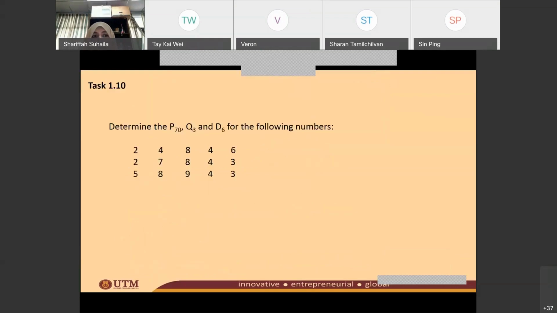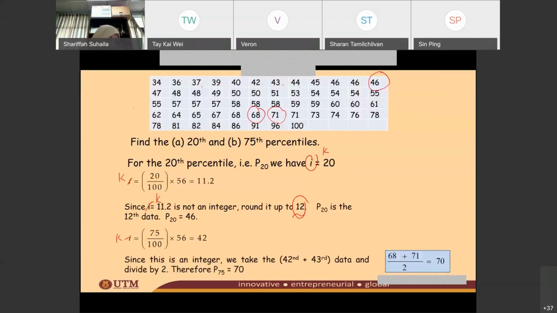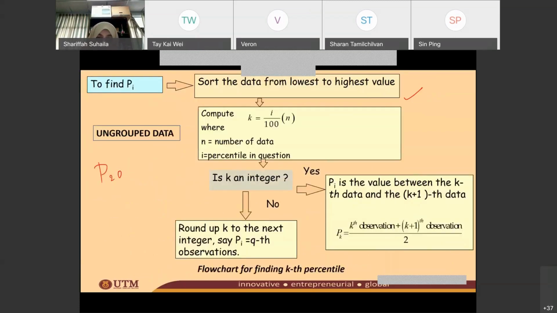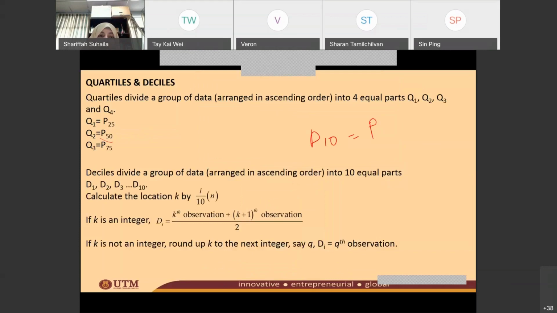Okay, we try to solve the other one. So again, I just review back. So this is the flowchart. Okay, first you compute what is your k: i over 100 times n. And then if your k is an integer, you take the average. If not, you just round to the nearest value. Okay. And then for quartile and decile, you can use the same formula as for percentile. You just change Q1, Q2, and also Q3.